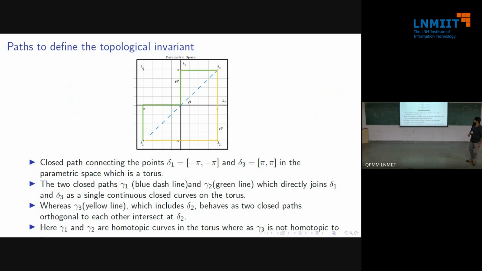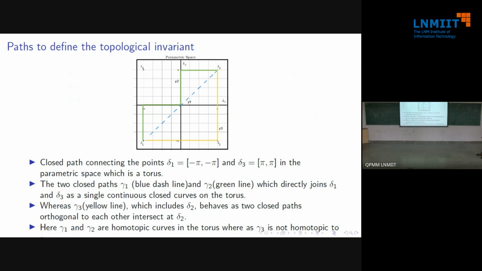But our intuition says that we have a very good property of bulk-boundary correspondence. We were unable to explore the complete bulk property if I derive an invariant with this kind of setup. So what we try to do is look for certain one-dimensional paths in this torus. There are 4 band touching points, which are delta 1, delta 2, delta 3, and delta 4.